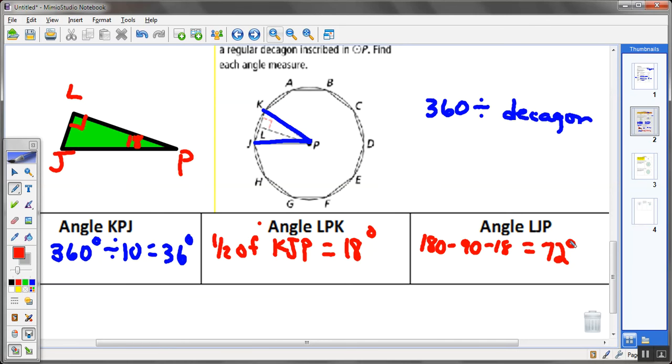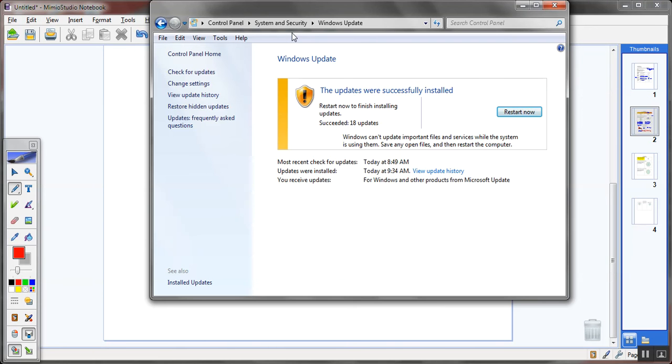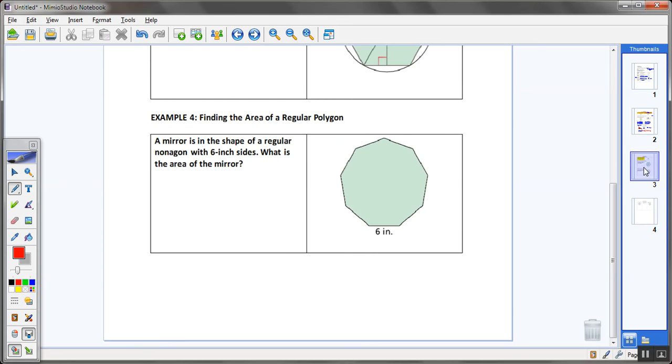Okay. All right. If there was a hexagon inscribed in that circle, how many degrees would each central angle be? Hexagon. 360 divided by 6, which would be each central angle would be 60. What if there was a square in there? 4. 360 divided by 4 is what, kids? No, 360 divided by 4 is 90.